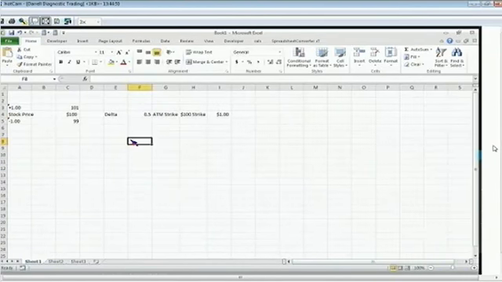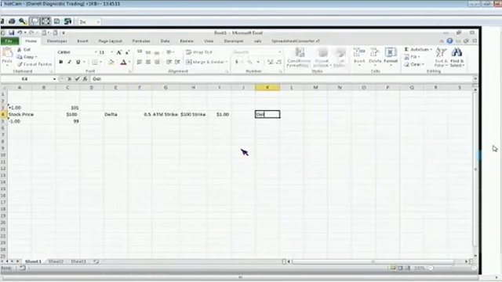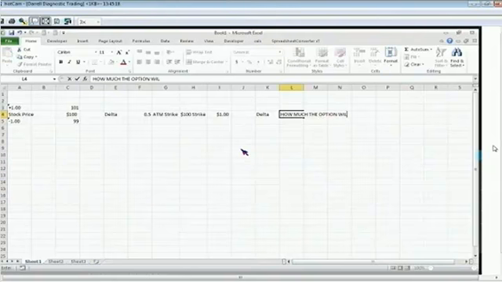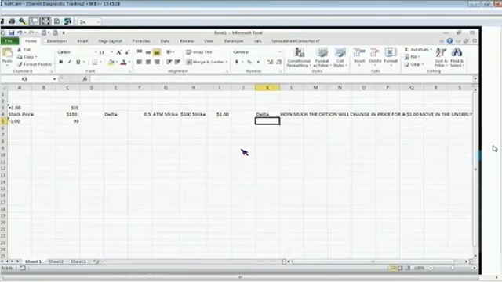Anyway, so delta of 0.5, and we got the at-the-money strike, $100 strike, $1. What happens when the stock moves up $1? Well, if the delta is 0.5, what is delta? Delta is, again, how much the option will change in price for basically a $1 move in the underlying.